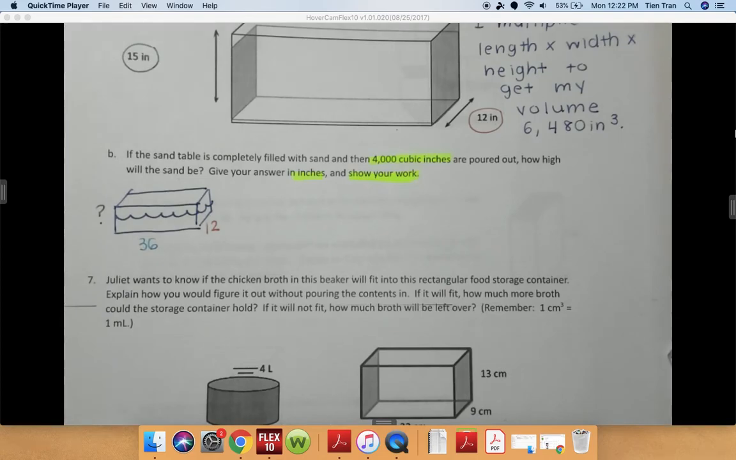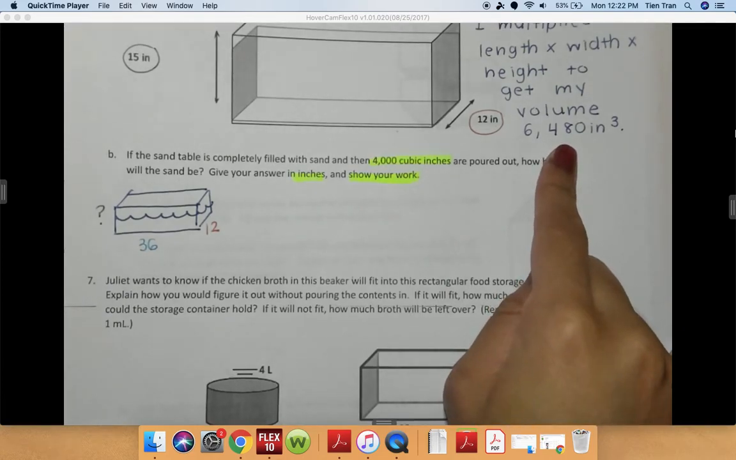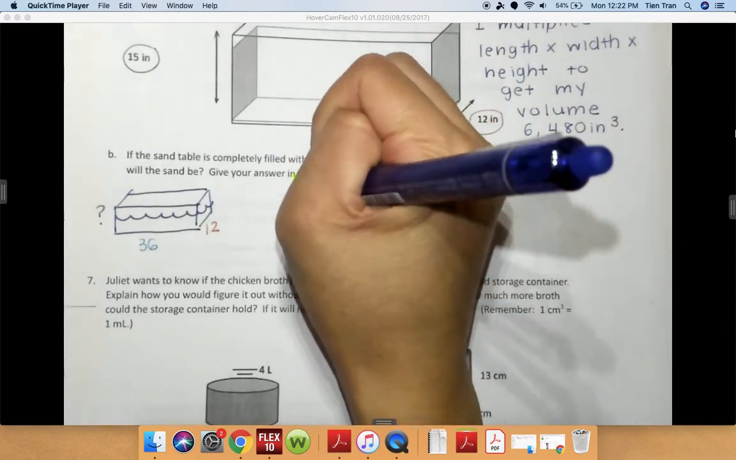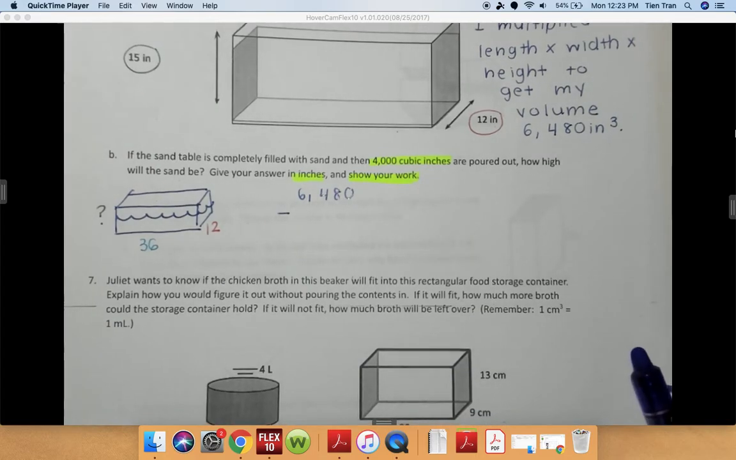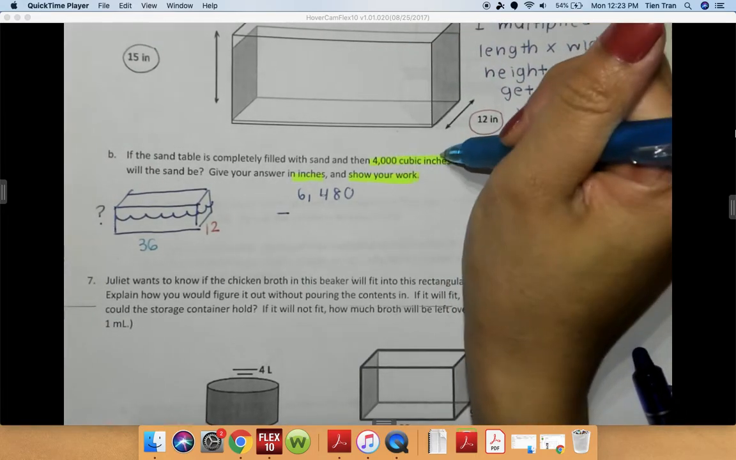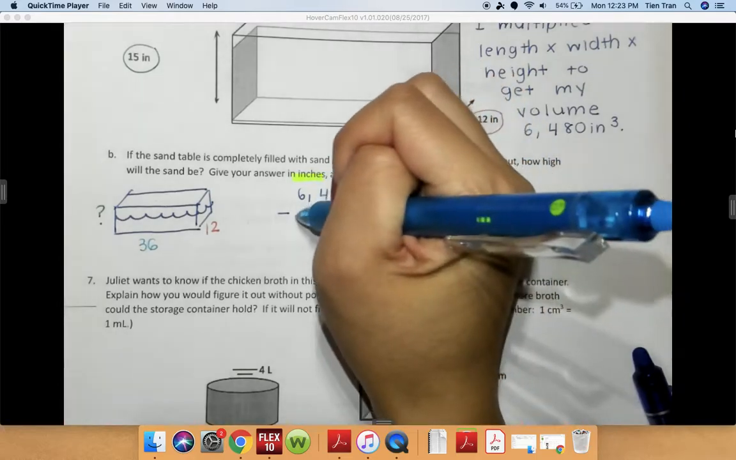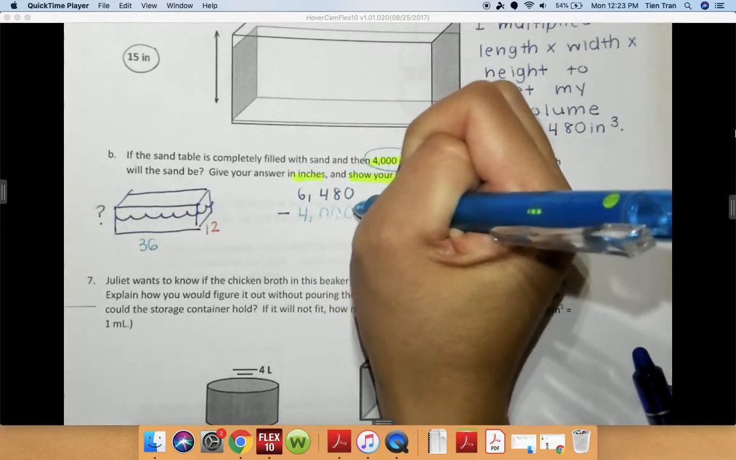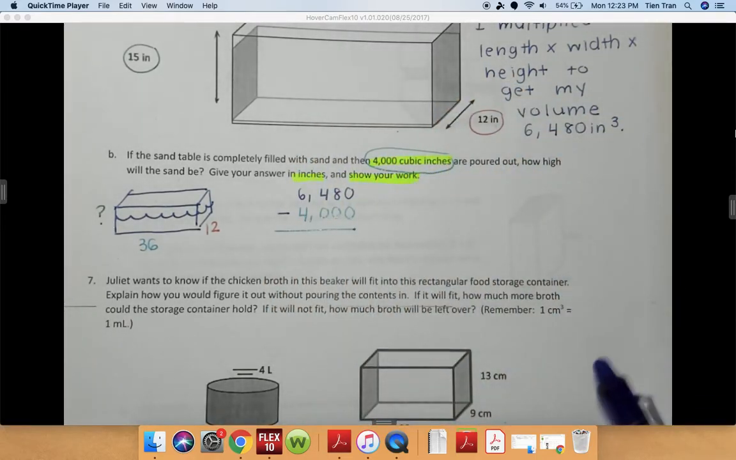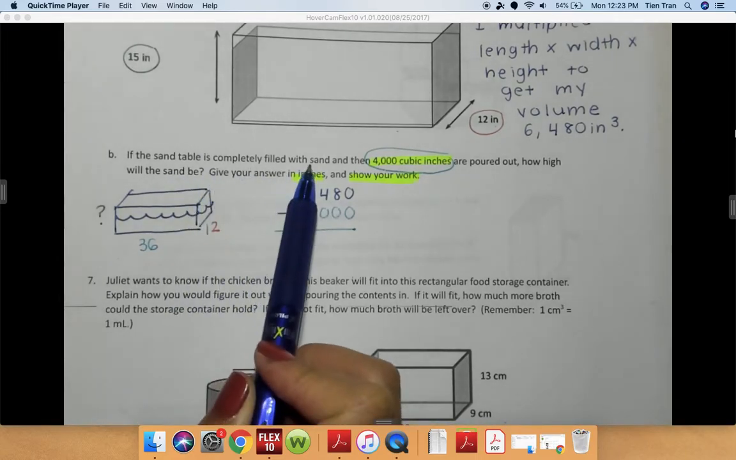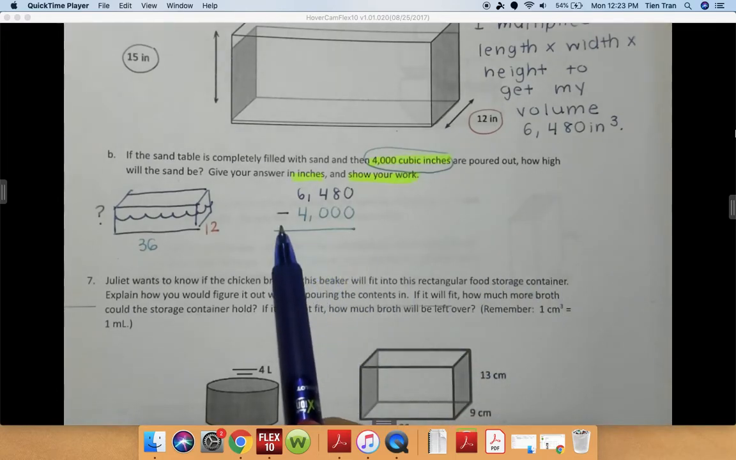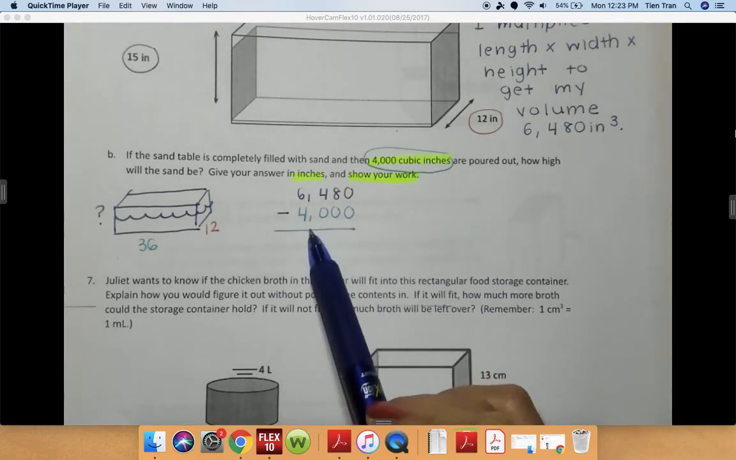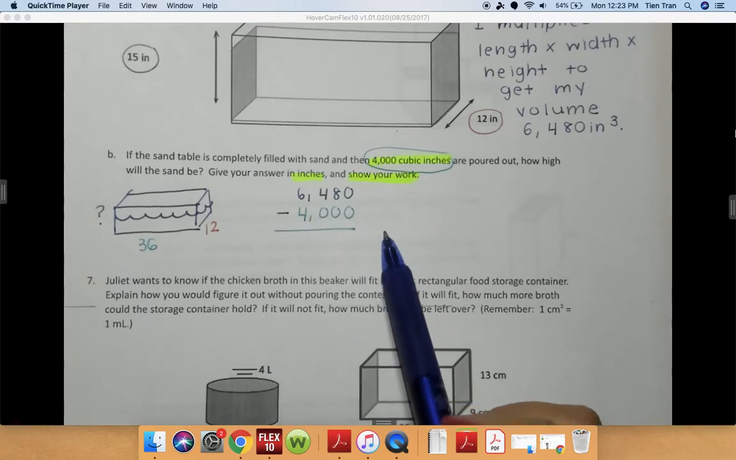Okay, so the first thing I'm going to do is I'm going to subtract right here 6,480 inches. And I am subtracting by the inches right here, 4,000 cubic inches. And the reason being is because it says the sand table is completely filled with sand and then 4,000 inches are poured out. So that's what I'm subtracting because it is being poured out. I am subtracting that measurement.